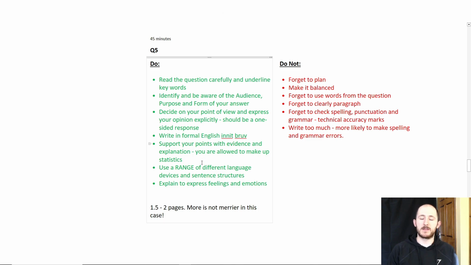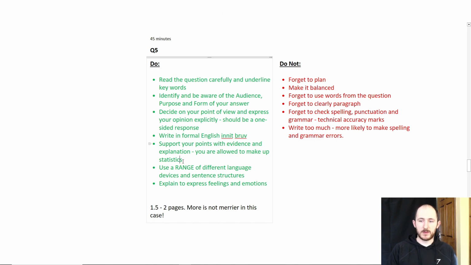You're allowed to make up statistics. So again, to convince you of Xbox versus PlayStation, you know, PlayStation has 60% more games, or 60% of people like PlayStation more than Xbox or something. I made that up off the top of my head, but you can use it. Why?